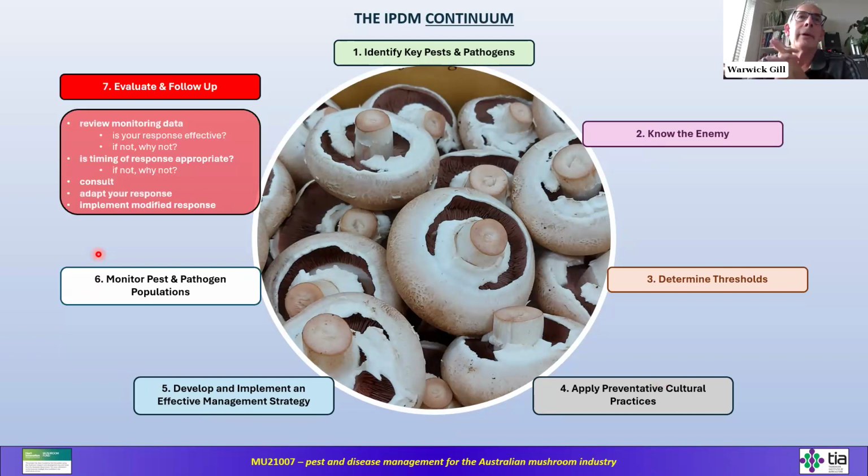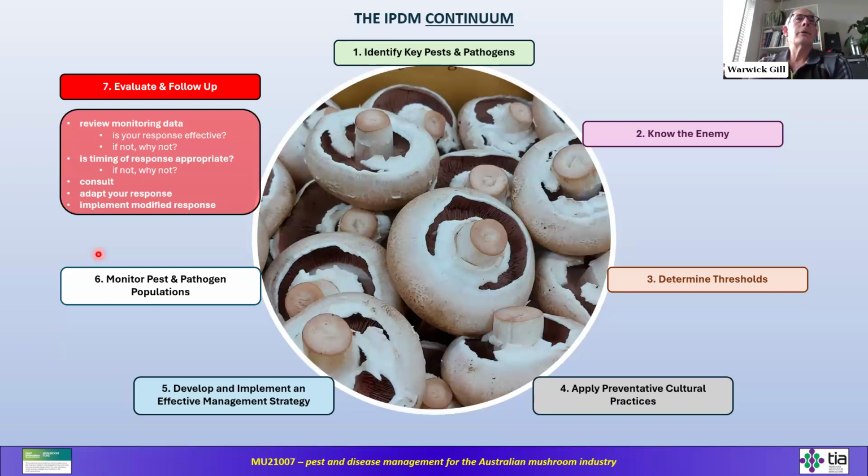IPDM cannot be effective if it is just a linear process. You start at A and stop at C or let it peter out. You must evaluate and follow up by reviewing your monitoring data and ask yourself if your response is effective. And if not, why not? Is the timing appropriate? If not, why not? For example, are you treating for adult flies at the correct time? Or are you trying to treat larvae at the correct time?